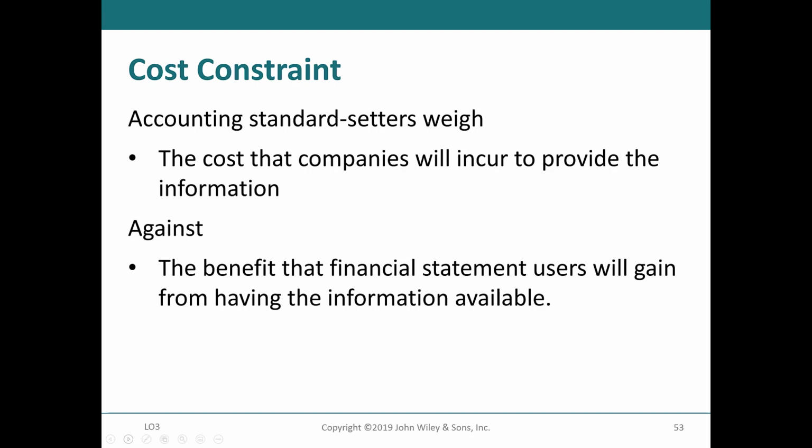Accounting standard setters weigh the cost that the company will incur to provide information against the benefit that financial users will gain from having the information available. Okay, so you are trying to determine whether the cost the company will incur to provide the information will outweigh the benefit that the financial statement user will gain from having the information available to them.